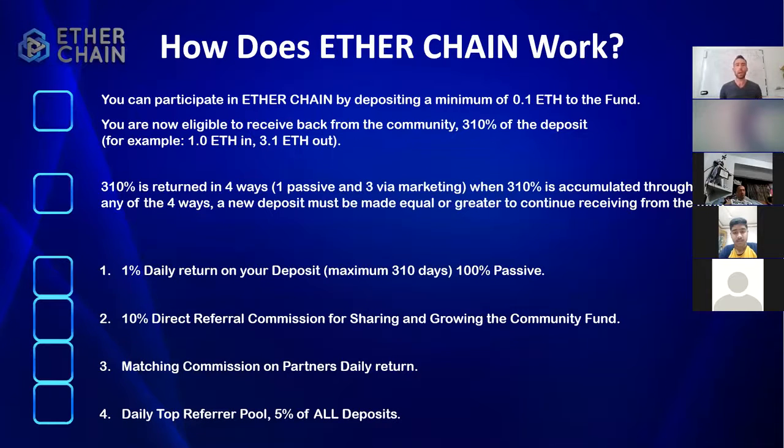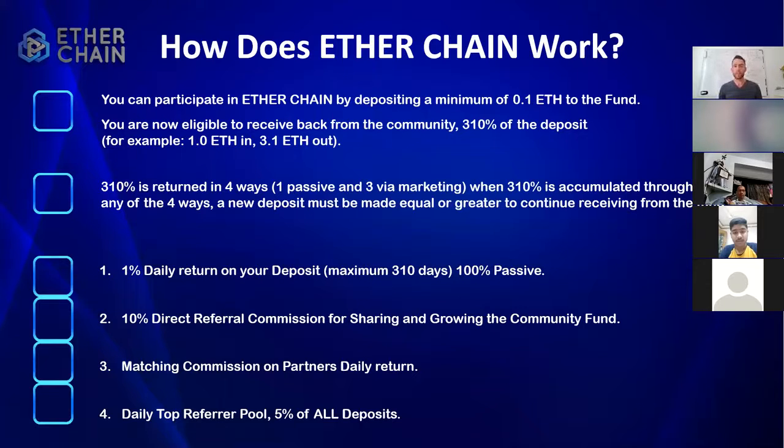How does it work? Well, anyone can participate in EtherChain, and you do so by depositing a minimum of 0.1 Ethereum to the fund. You're now eligible to receive back from the community 310% of that deposit. So, for example, if you put 1 Ethereum in, you can receive 3.1 Ethereum out. Now, the 310% is returned in 4 different ways, my friends. You have one, which is completely passive. Everyone participates in this. And then you have 3, which is optional and by marketing. When the 310% is accumulated through any of these 4 ways, a new deposit must be made equal or greater to continue receiving from the fund.